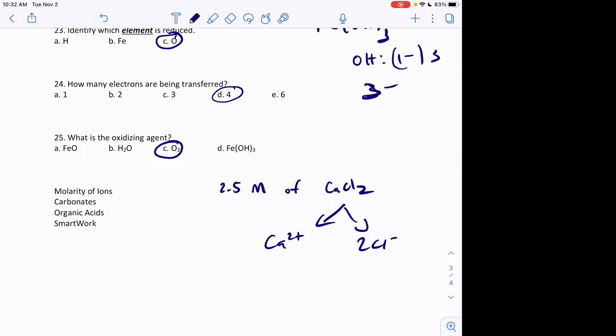Carbonates. So carbonates are super important. I mention this because they are the buffer in your blood. They're also the buffer in natural waters. So when I say carbonates, I mean things like calcium carbonate, right?